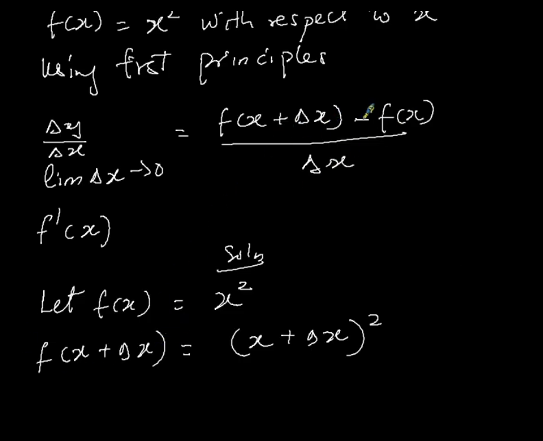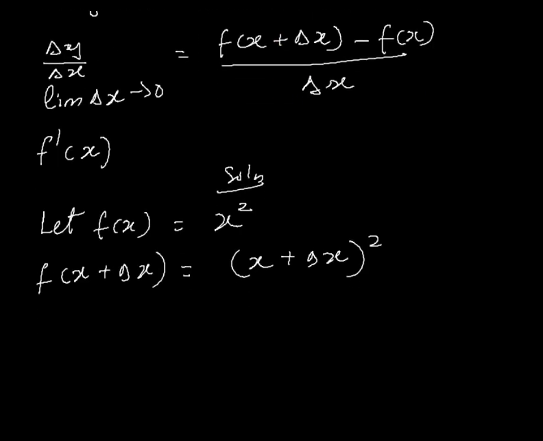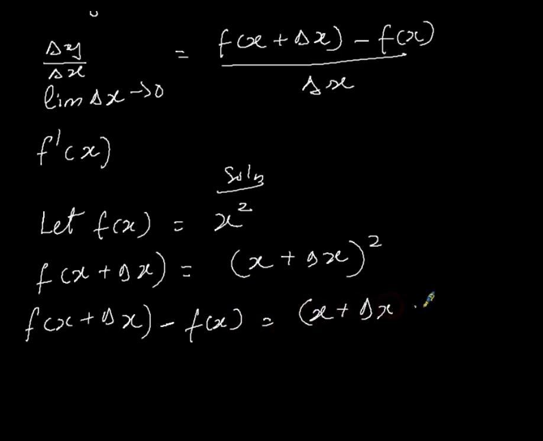The next thing to do is to subtract f of x from this. So you see how we are doing this step by step. So we can now say f of x plus change in x minus f of x, which is this step here, will give us this entire expression we've just gotten here: x plus change in x squared minus, now what is f of x? Don't forget that f of x is equal to x squared, so we can put x squared here. Alright, now before we proceed to divide by change in x, let's first of all simplify this expression.